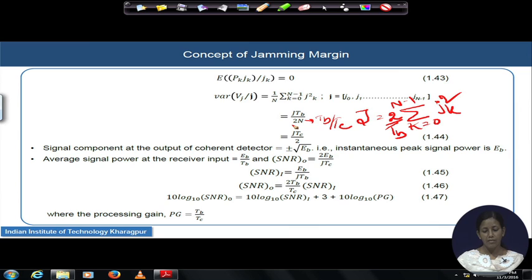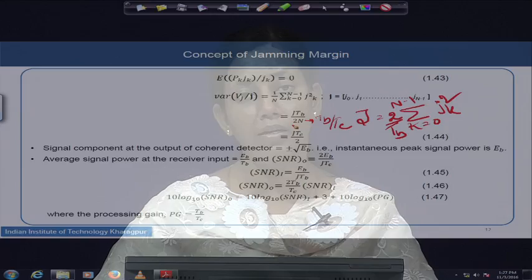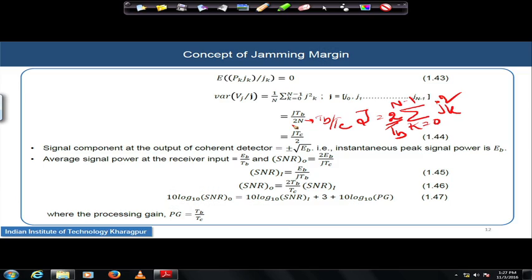So, what is this? This is the approximate power that you are getting, the calculation of the power that you are getting at the output of the coherent detector after despreading operation in the receiver, contributed by the jamming signal. So, this is the power contributed by the jamming signal at the output of the coherent detector after despreading operation in the receiver. Now, let us revisit.